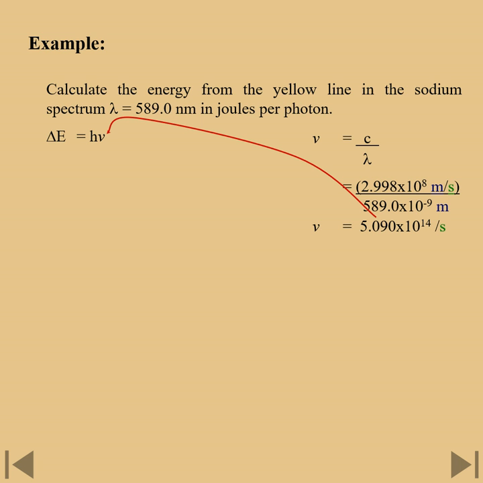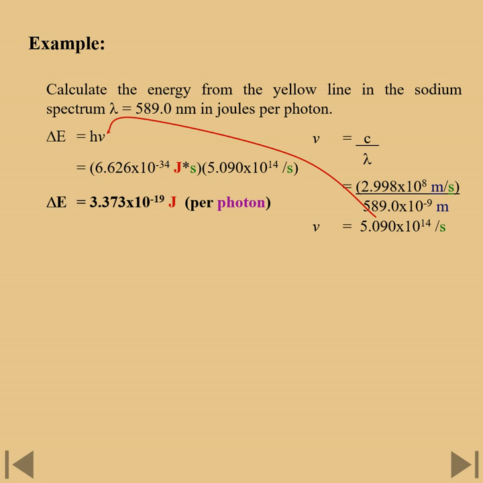I'm going to go ahead and plug that into my original equation along with Planck's constant. Now, I've always felt that Planck's constant should actually have the units of joules seconds per photon, because when we multiply that by the frequency, we actually are given that that energy in joules per an individual photon.